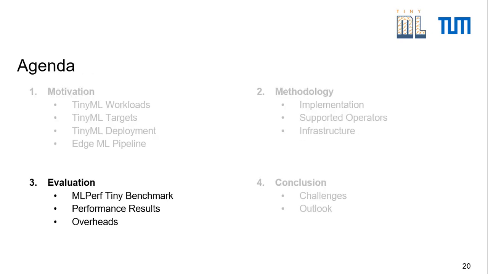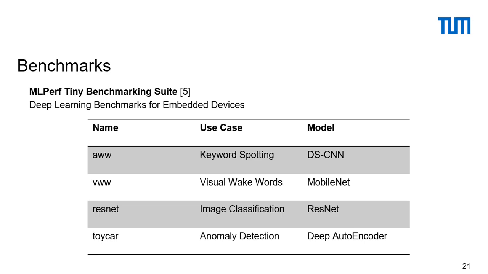So let's talk about results. The benchmark used is the MLPerf Tiny set, which has been discussed a lot yesterday. The only thing I would like to mention is that the first three models are mostly typical CNNs or depth-wise CNN models, whereas the anomaly detection model is a DNN. So it only has fully connected or dense layers.